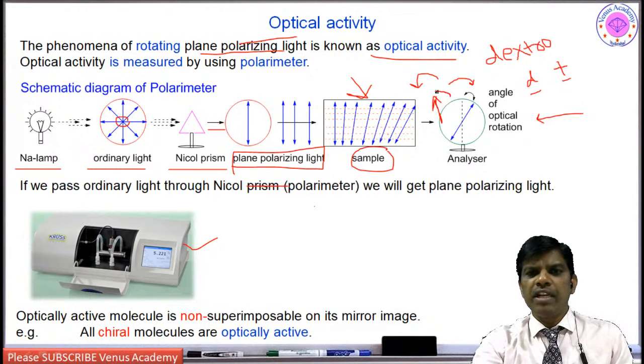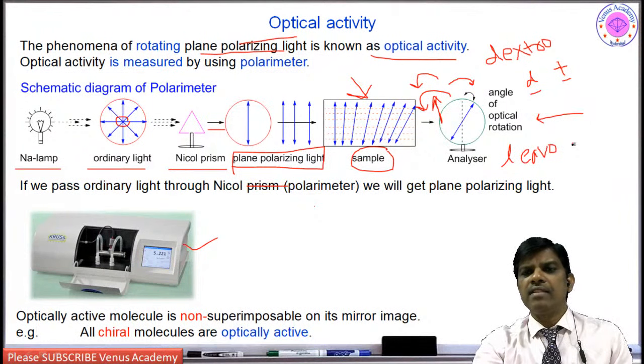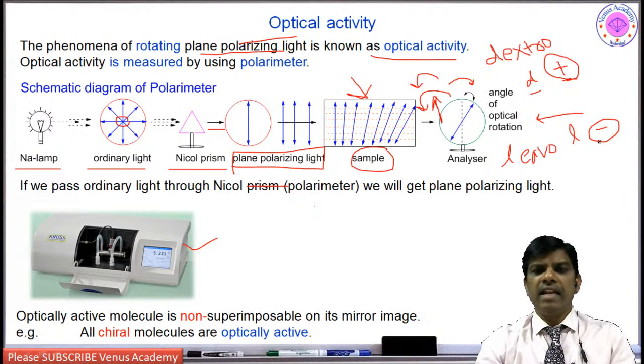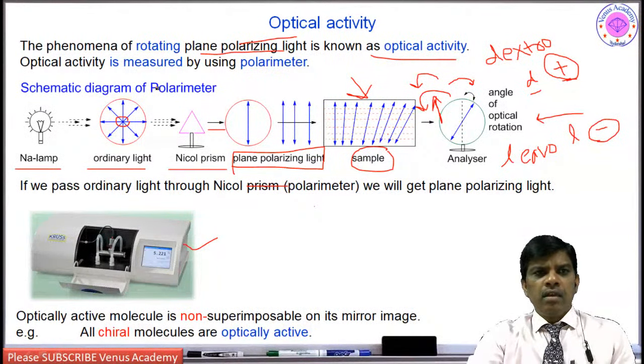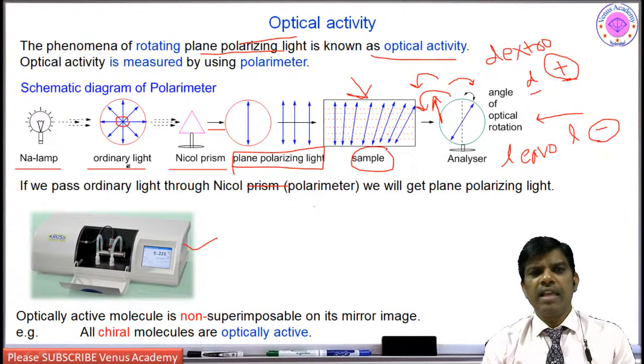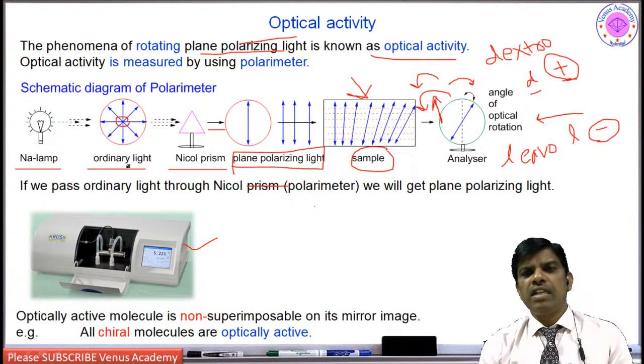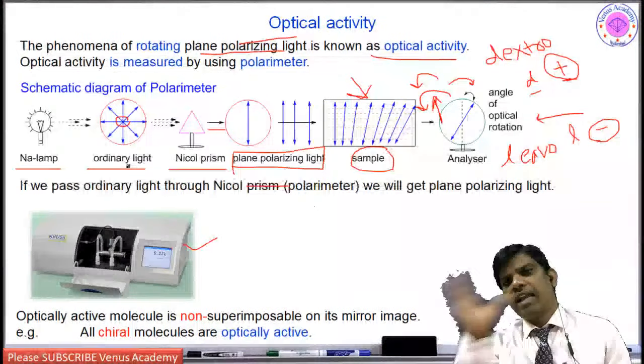If the light is rotated towards the left side, then it is called levorotatory, denoted as small l, and written with a minus sign. So the minus sign is levo, left side rotation. Chiral compounds are optically active, rotating light that has passed through the Nicol prism. An optically active molecule is non-superimposable on its mirror image. All chiral molecules are optically active. These molecules have the capacity to rotate the plane polarized light towards the right side or left side.